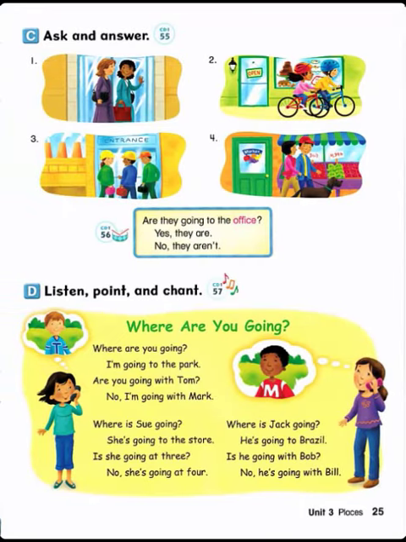Page 25. See, ask and answer. Number 1. Are they going to the office? Yes, they are. Number 2. Are they going to the bakery? No, they aren't. Number 3. Are they going to the factory? Yes, they are. Number 4. Are they going to the store? No, they aren't.